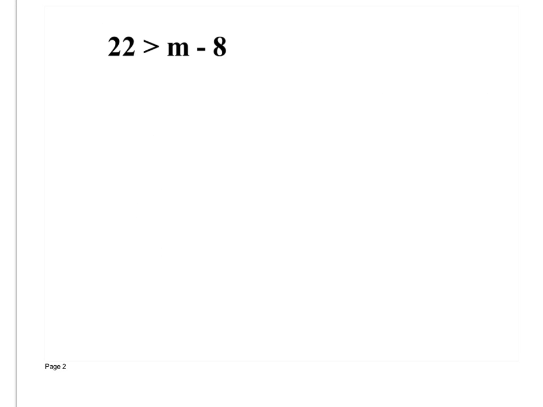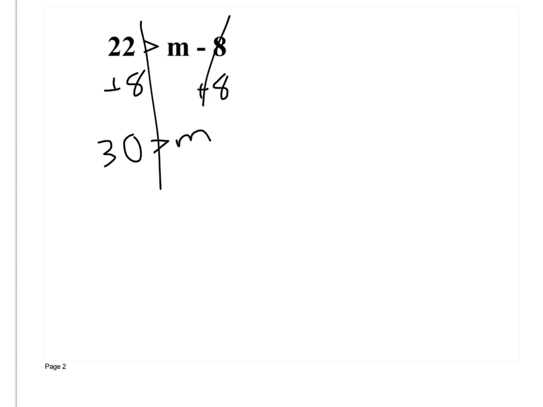22 is greater than m minus 8. So I need to get m by itself. So I add 8 to both sides. 30 is greater than m, meaning 29 is the biggest number m could be, and this is still a true statement. What about 30? No, because it doesn't say equal to. It said m is less than 30, or 30 is greater than m. Is 30 greater than 30? No. So m has to be 29 or 29.99. m is just anything less than 30.